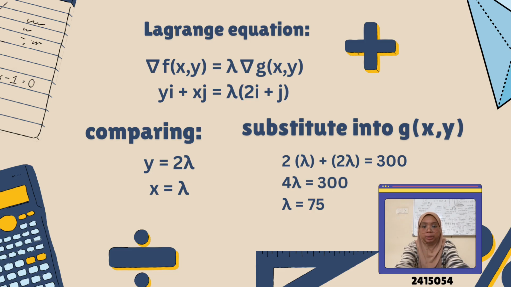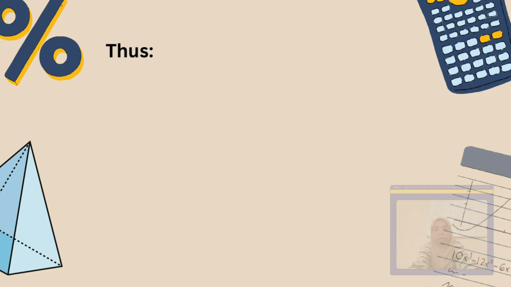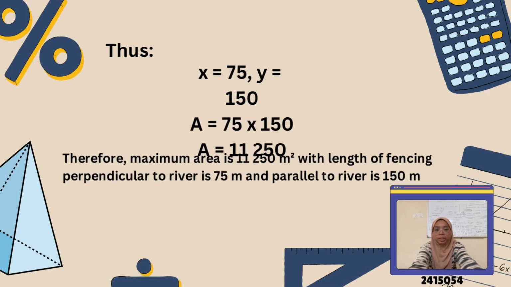And then substitute this expression into the constraint equation, we get lambda equal to 75. Now we substitute the value of lambda back into the equations for x and y. We get x equal to 75 and y equal to 150. Finally, we can calculate the maximum area by substituting these values into the area formula, which is A equal to xy, and then we get A equal to 75 times 150.